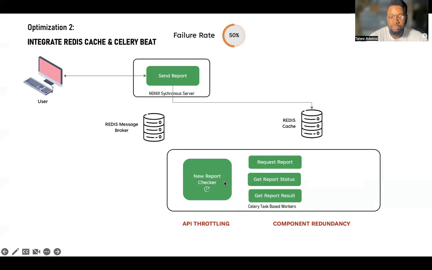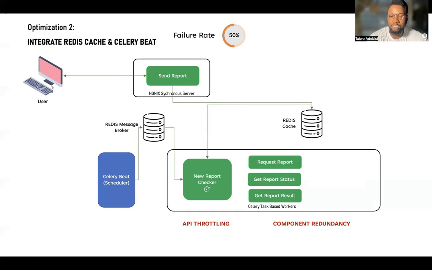It runs every 2 minutes with the help of the Celery beat scheduler. The Celery beat scheduler runs continuously, essentially, and checks at any point whether there's a task that needs to run. If there is, it sends a message to the Redis message broker, which just sends it to the report checker.